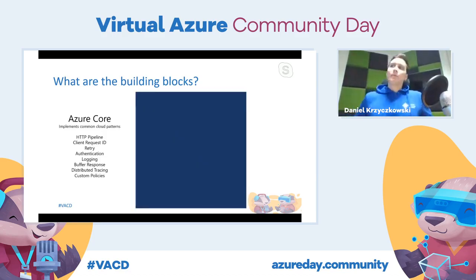Also, when talking about the building blocks and Azure Core, I mentioned that Azure Core implements some common cloud patterns like HTTP pipeline, retry, authentication, as mentioned before, and logging. I would like to show you what's happening in the HTTP pipeline, because this is a really cool feature available in the Azure SDK. So what's happening here? Let's say that we have client requests. So we would like to access a secret in Azure Key Vault, or we would like to download an Azure Blob, like a PDF file, from Azure Blob Storage.